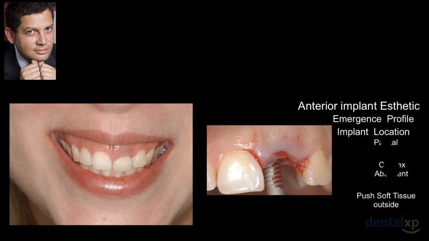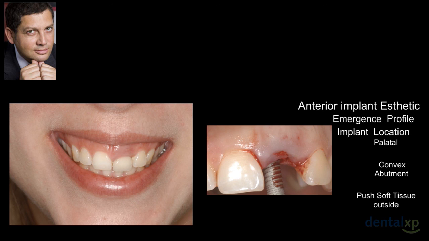The implant is positioned immediately after extraction in a cingulum position, in a more palatal position, and when the implant is integrated, we have to develop the emergence profile by making a convex emergence profile, over contour it, so the abutment will come in the ideal position of the margins.